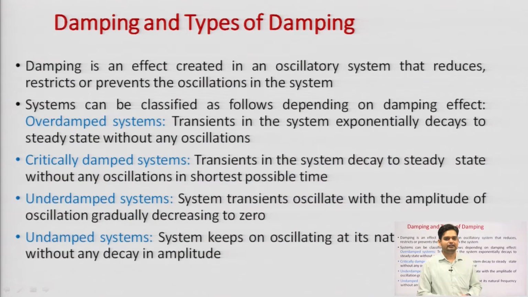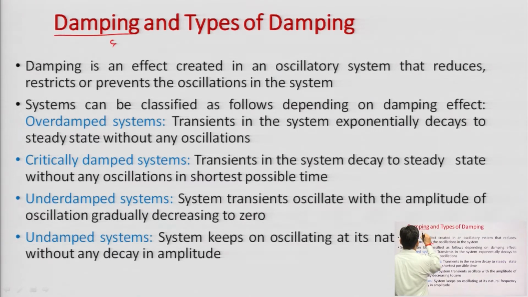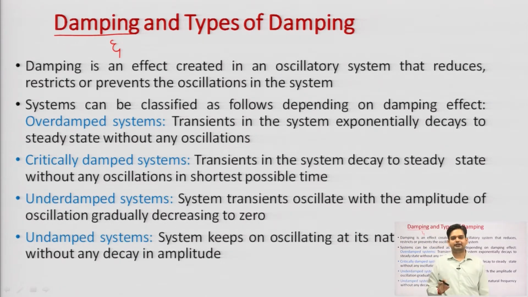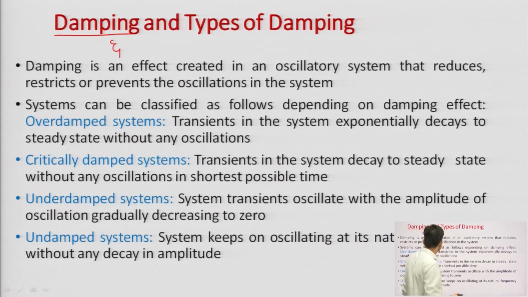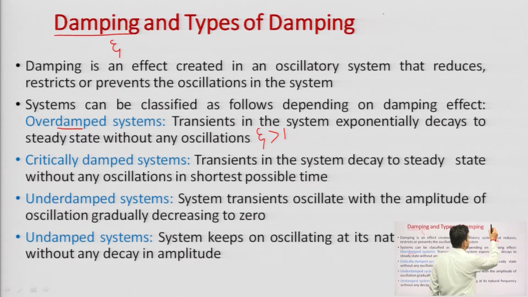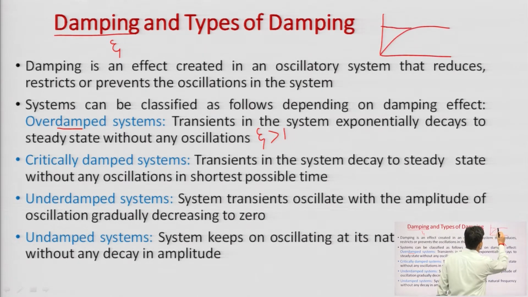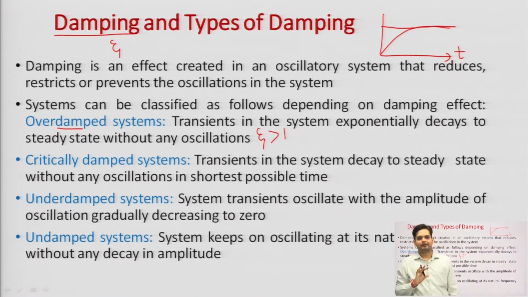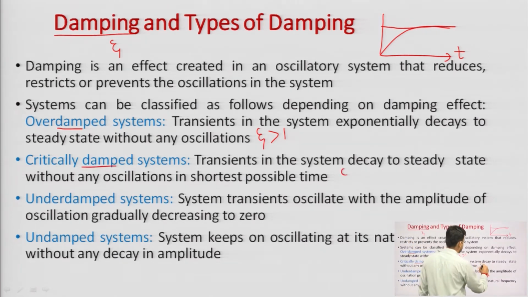Now we will see damping and types of damping. The damping depends on zeta. It is the opposing force which suppresses the oscillation in the system. If I vary zeta, I will get four types of system. One is the overdamped system, whenever zeta is greater than 1. When I provide a step input, the response would be like this, and it will not contain any oscillation.